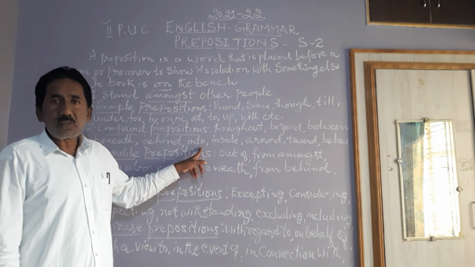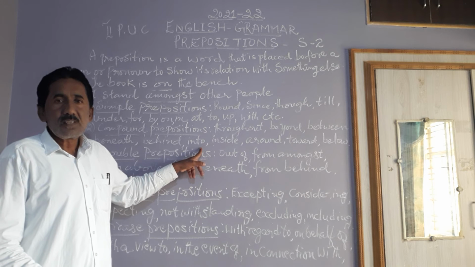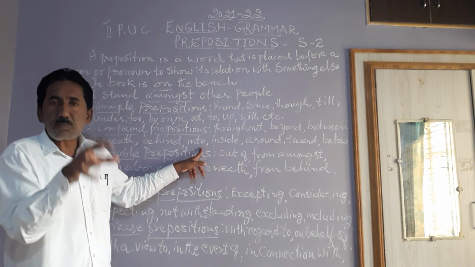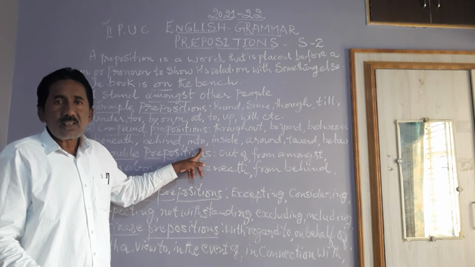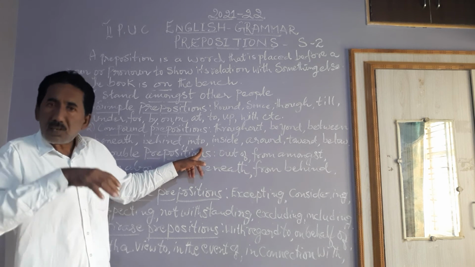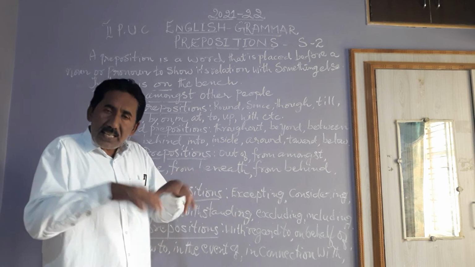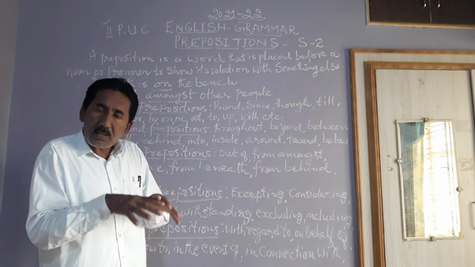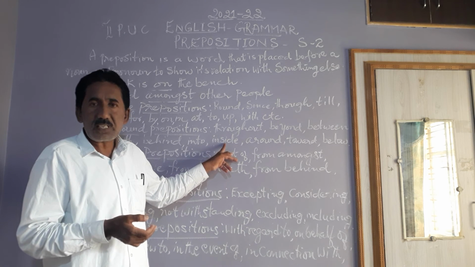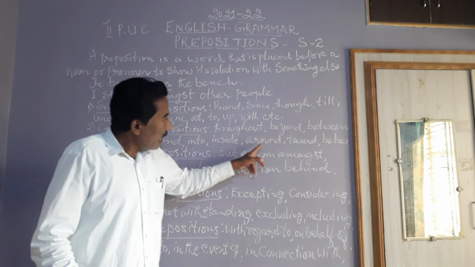Next, into the playground, into the stadium. Into the water, into the well. So that shows motion. Okay. So the mobility, either upwards or downwards or sidewards. That is into, inside, outside. Inside the room, outside the room. Inside the room, room is noun. We have used the compound preposition. Outside the room. Okay. So that is very clear.